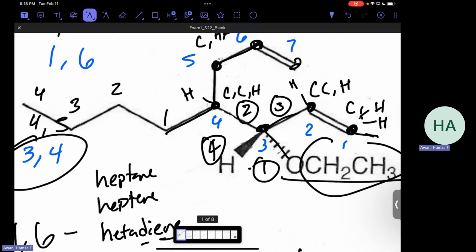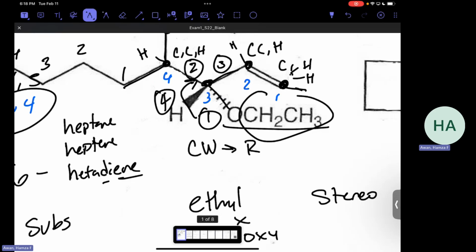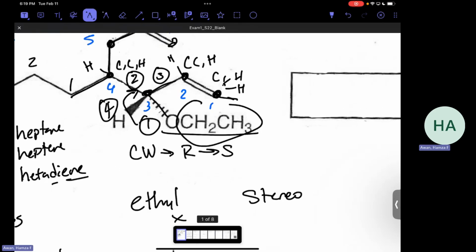So whenever we draw the arrow 1 to 2 to 3, we get something that goes counterclockwise, right? No, it's clockwise. So this is clockwise. So clockwise, this tells us that it is R, right? But because our smallest group is on a wedge, we're going to flip that R into an S. So we have our S stereochemistry.